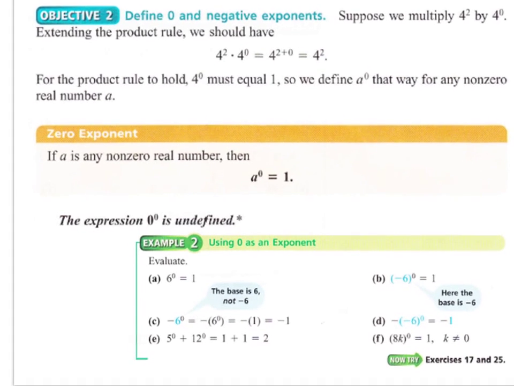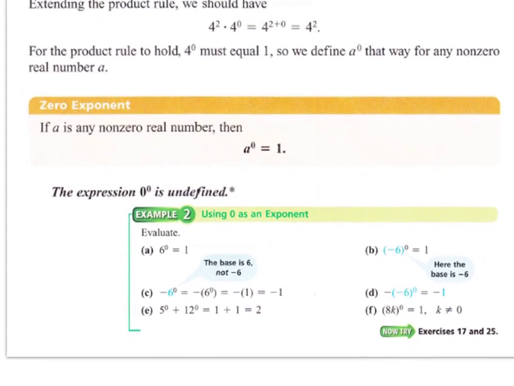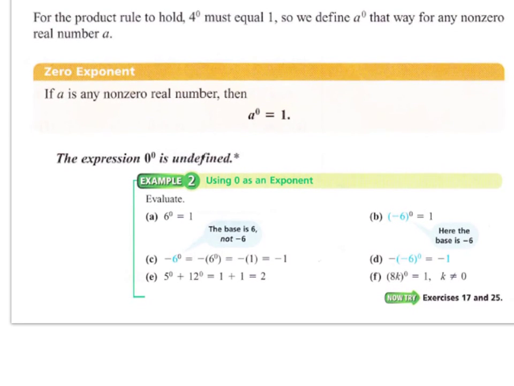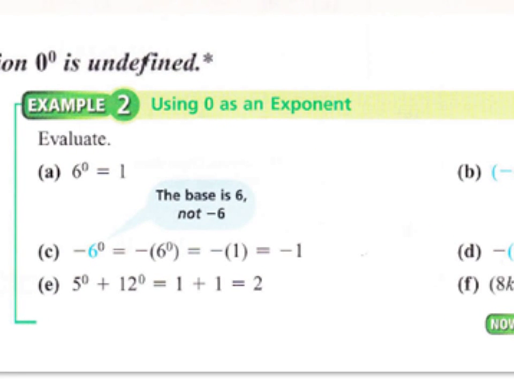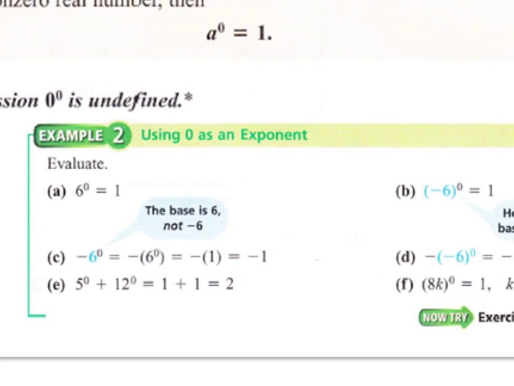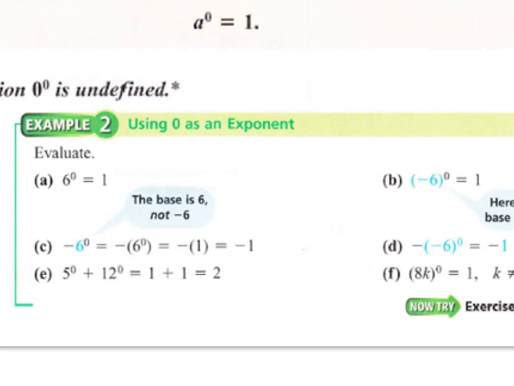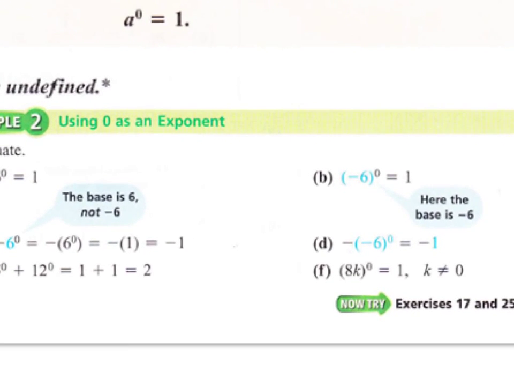Looking at 0 and negative exponents, we'll start with 0. So if a is any non-zero real number, then a to the 0 is 1. 0 to the 0 power is undefined. Here just looking at some different examples and really focusing on what is the base for these different problems. So here 6 to the 0 power is 1. And then over here, if we have a negative 6 to the 0 power, the entire base is negative 6. So that entire base, negative 6 to the 0 power, is just a plain 1.